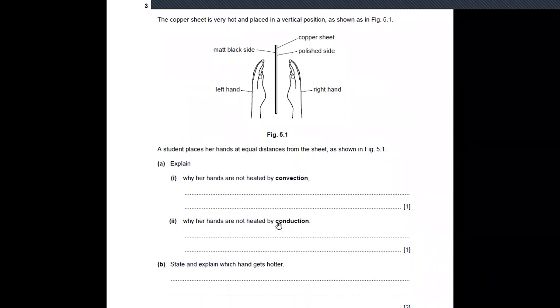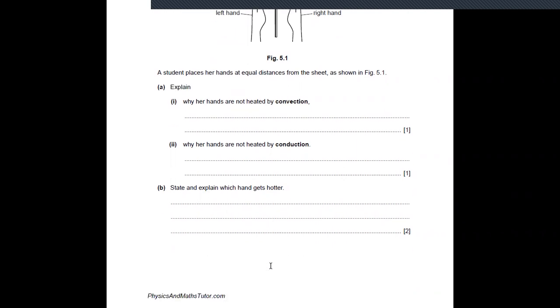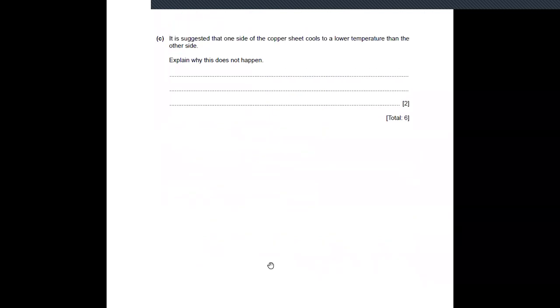All right, Miss. Now they're saying state and explain which hand gets hotter. The left hand, because the side of the copper sheet is painted black, so it's a good emitter of heat, while polished... Good job. Now take a look at part C.